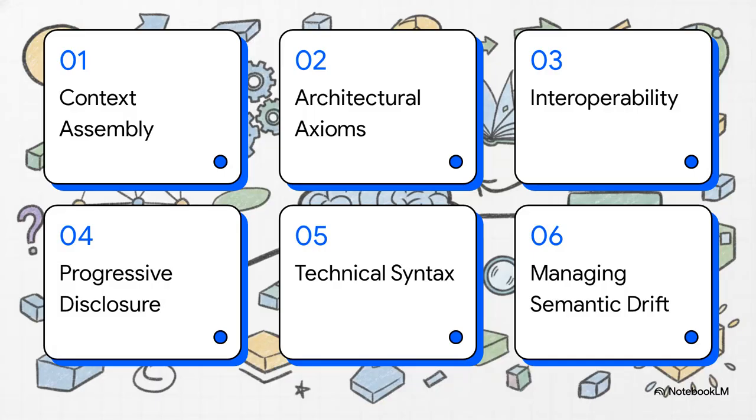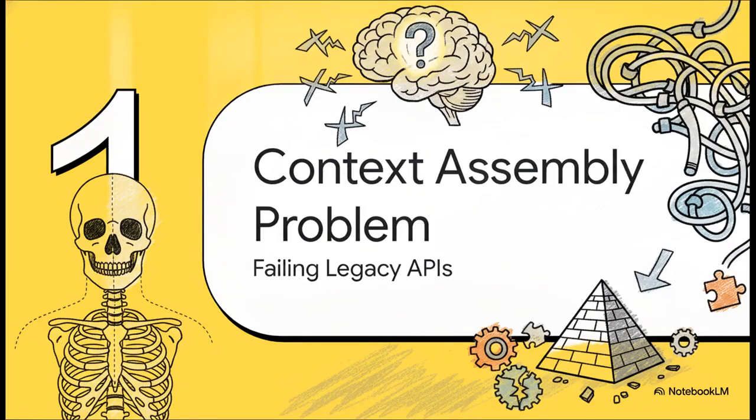Okay, let's quickly hit our syllabus for today. We'll be covering the context assembly problem, architectural axioms, structural versus semantic interoperability, the progressive disclosure pattern, technical syntax, and finally, managing semantic drift.